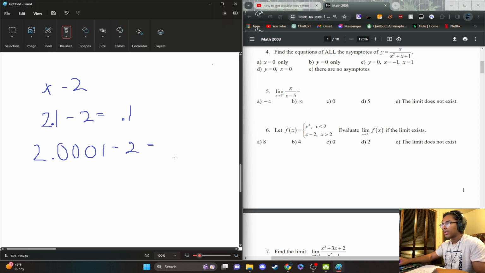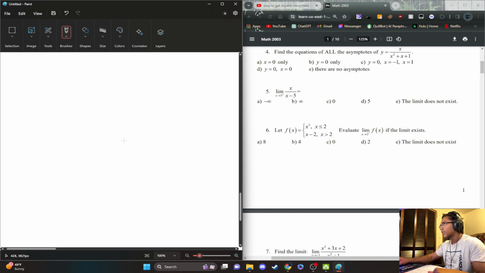So this would give you like 0.0009, stuff like that. So this is basically leading to 0. That's why your answer is, for 6, C, 0. Your answer is C.